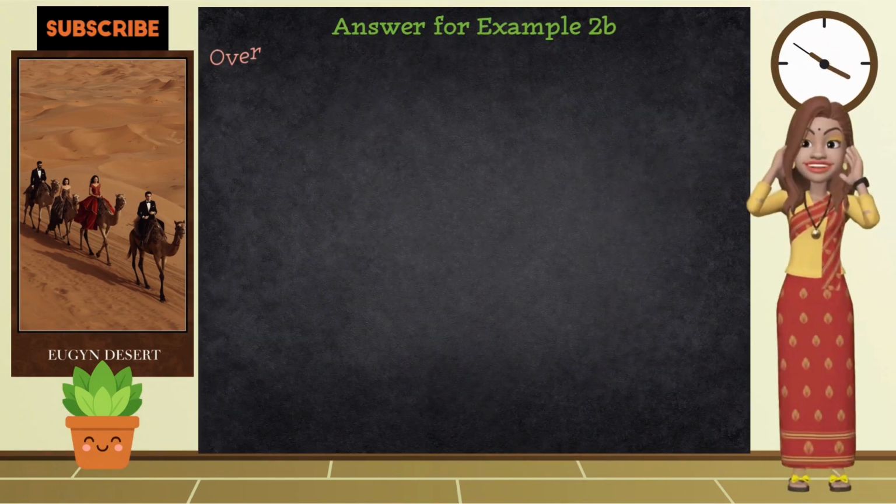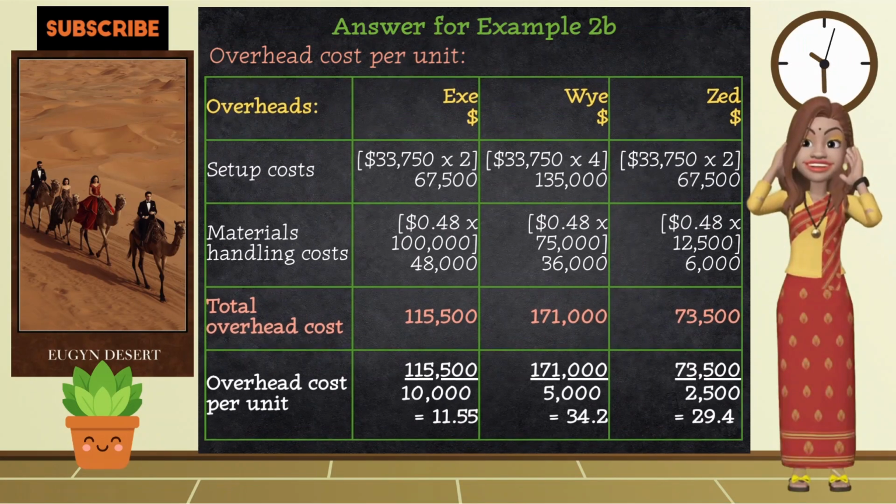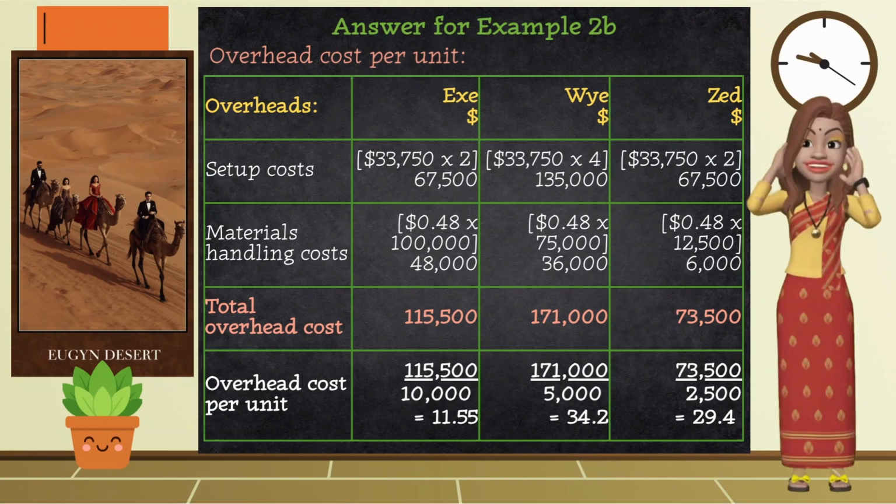Next, we calculate the overhead cost per unit for each product. First, we'll get the total setup cost for the product and the total materials handling cost for the product. To get the total setup cost, we multiply the cost driver rate per batch times the number of batches. For example, for X, we have $33,750 per batch times 2 batches. Then to calculate the total materials handling cost, we'll use the cost driver rate per component times the number of components. Again, for X, we have $0.48 per component times 100,000 components.